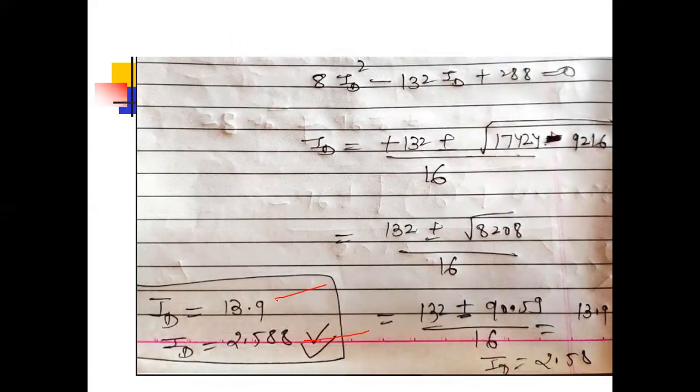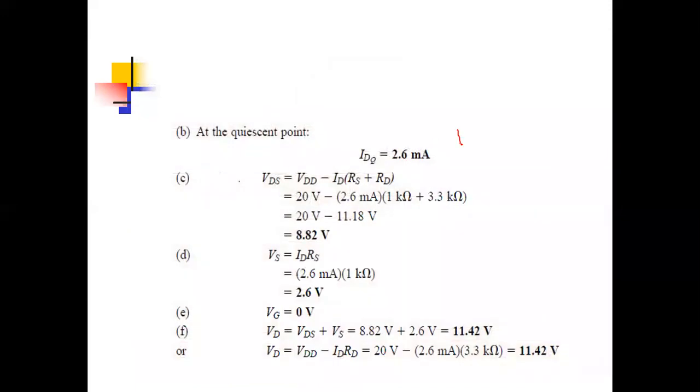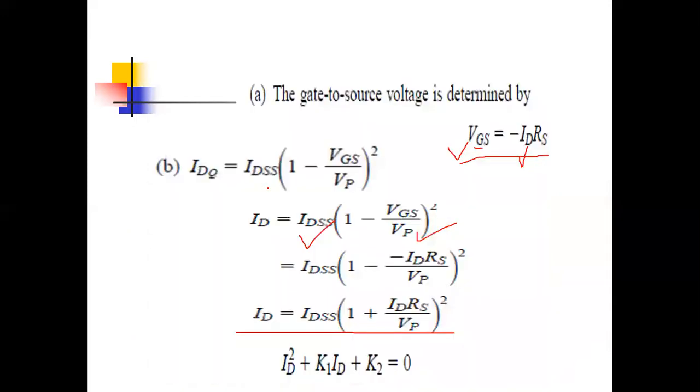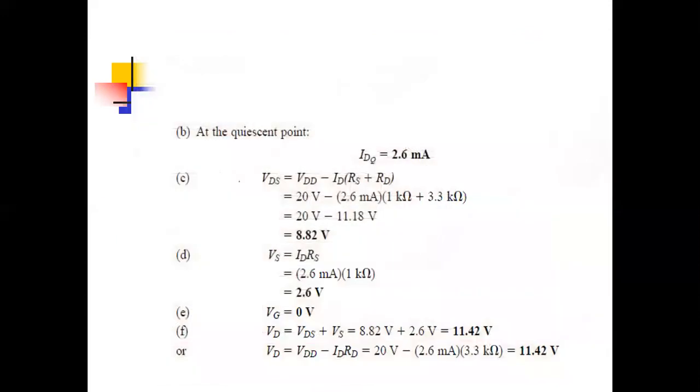The ID values are 13.9 and 2.58. I have taken 2.58. Why not 13.9? Because this ID current can't cross IDSS. IDSS here is the drain to source saturation current, which is 8 milliampere, so the drain current can never cross this value. So ID is 2.58, and this is your IDQ. When you put the value of IDQ in the equation of VGS, you will get the value of VGS.